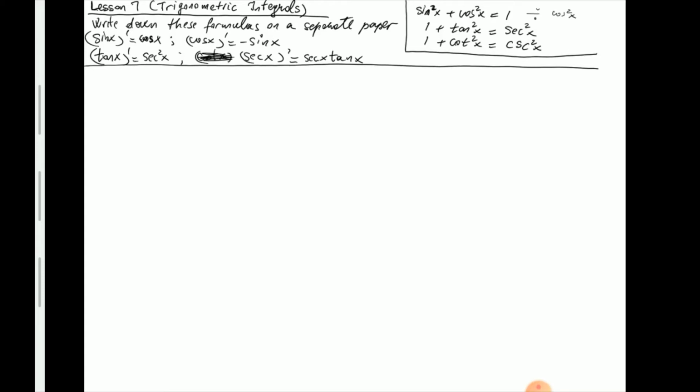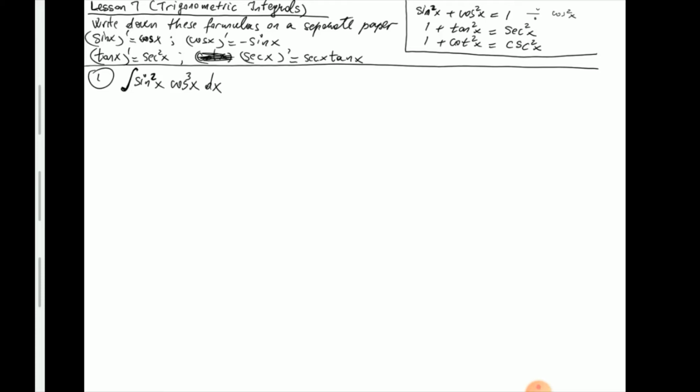So let's look at the first example, and let's say I want to find the antiderivative of sine squared x cosine cubed x, and I want you to pay attention to the powers of sine and cosine, because we will learn how to integrate any function of this type, basically sine raised to a power multiplied by cosine raised to another power, a natural number power, basically.